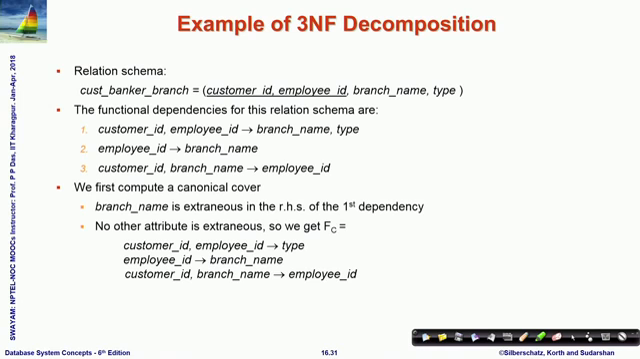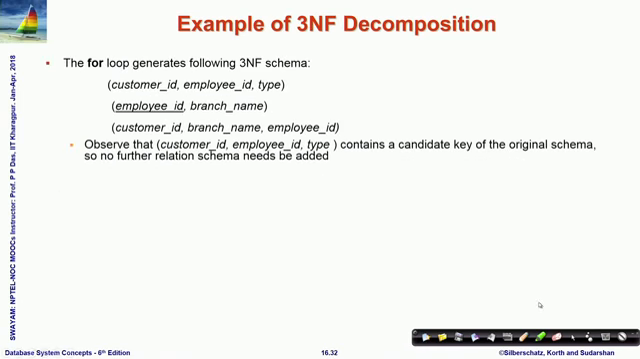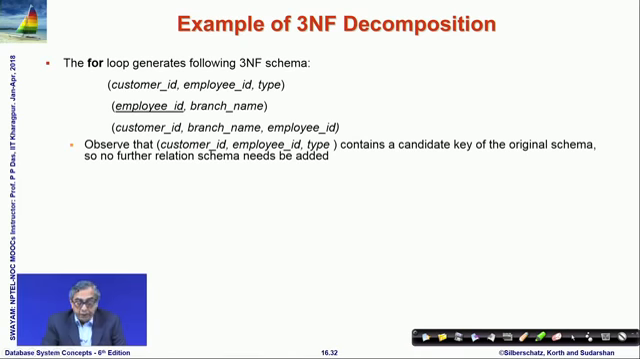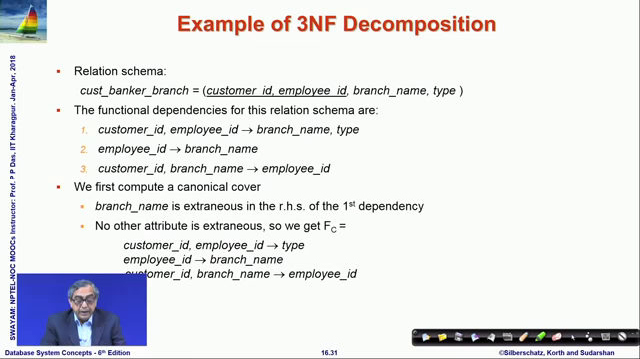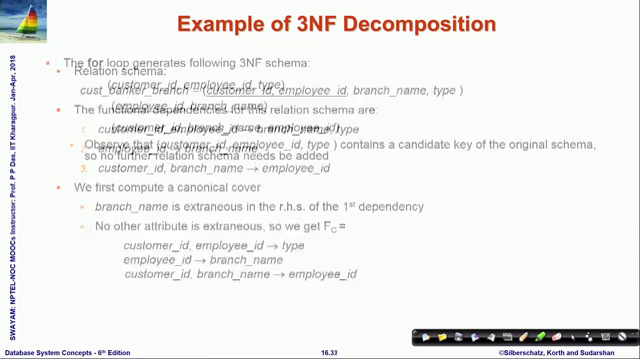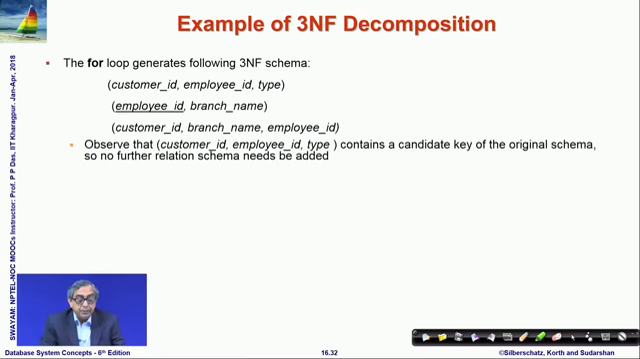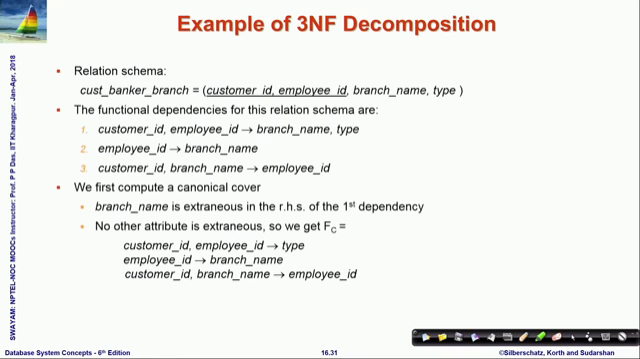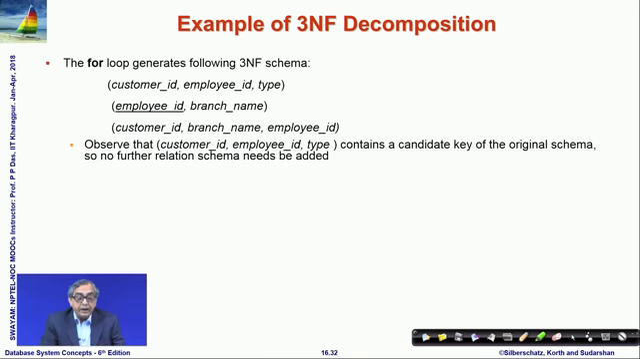So, your canonical cover turns out to be this set of dependencies, and then you go over each one of them. The first one is customer ID, employee ID determines type. So, for that you generate a schema customer ID, employee ID and type. Again you take the second functional dependency, employee ID determines branch name. So, you create employee ID and branch name as a different schema, and in this way you will generate 3 decomposed schema in the third normal form.